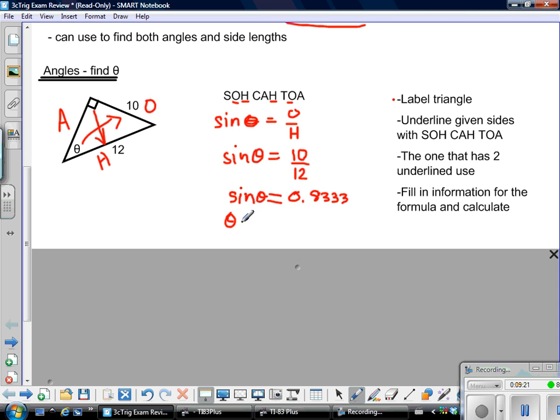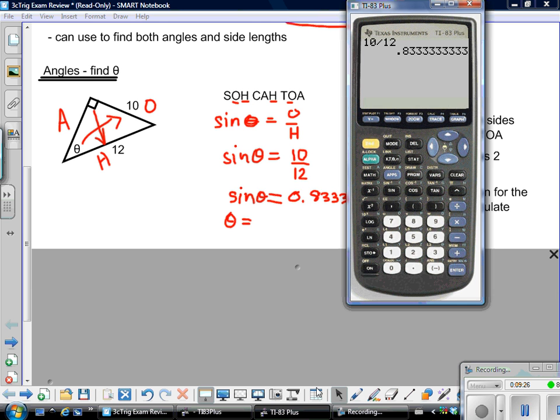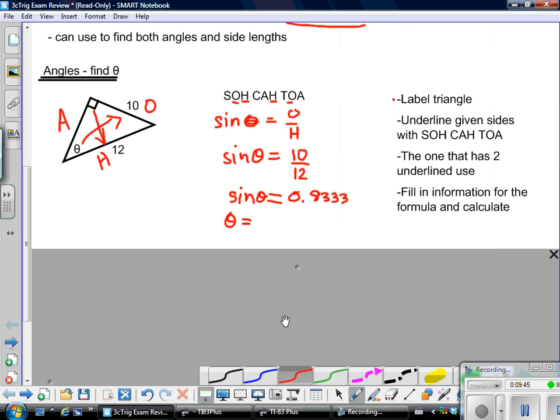So theta in this case is going to equal, and if I bring up my calculator again, I'm going to go shift or second, sine this time, decimal 0.8333, equals. So I end up with 56.4 degrees. So 56.4 degrees. Okay, so that's how I would find an angle.